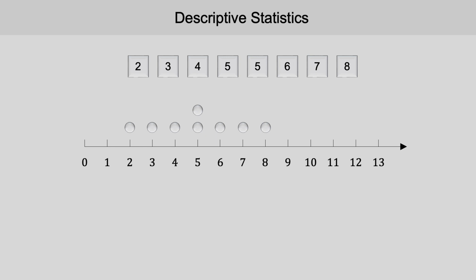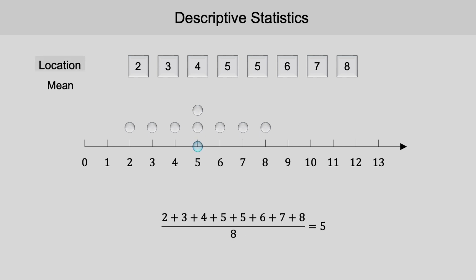When we look at these data points on the axis, it's crucial to understand the data's tendency to cluster around a central value. The mean or average is a great way to measure this central tendency. It's calculated by adding all the numbers together and then dividing by the total number of values, which in this case gives us 5. The mean is essentially a measure of where the data is positioned.